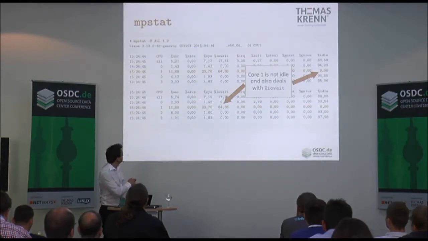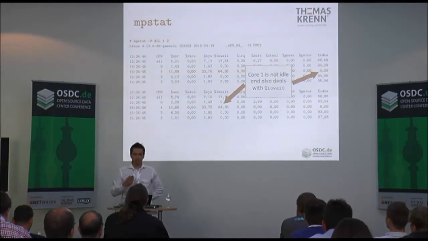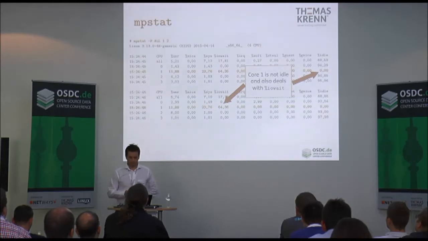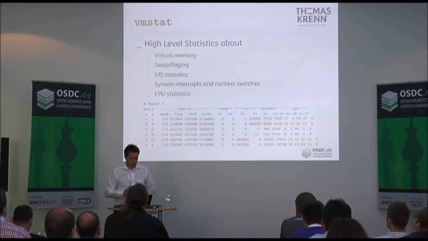We have also the sys and the user columns. User says how much CPU time is spent in user code, and how much time is spent in system code. This is the percent sys column. Okay, we have 23% running kernel code and 11% running in user application code.